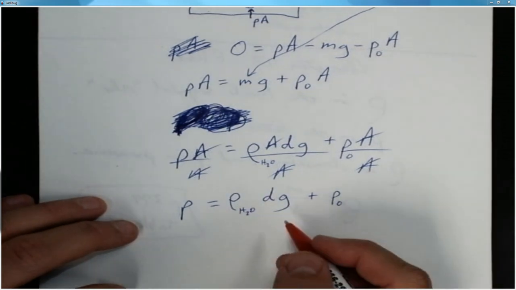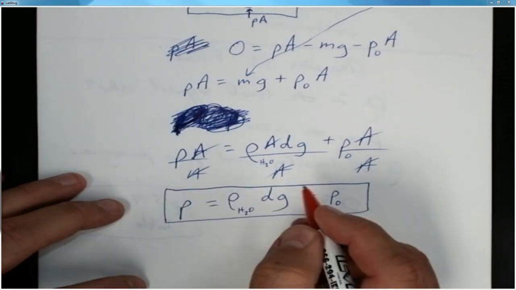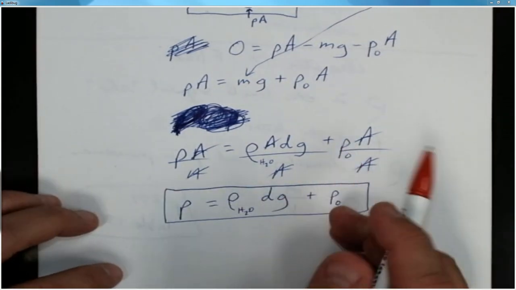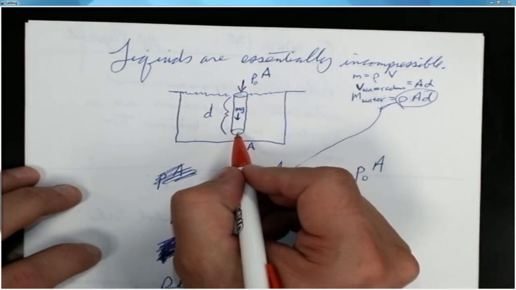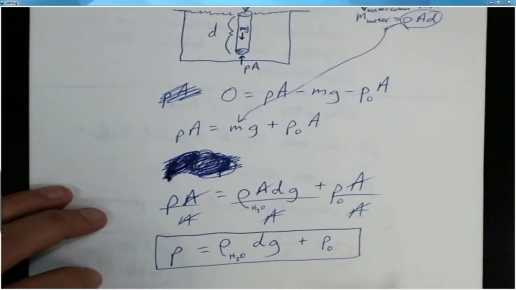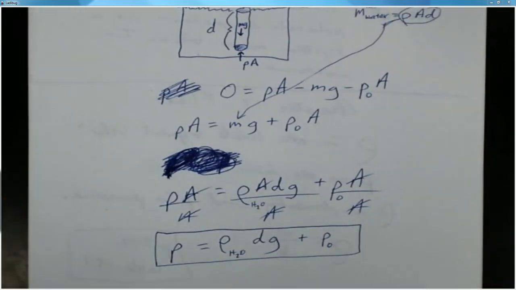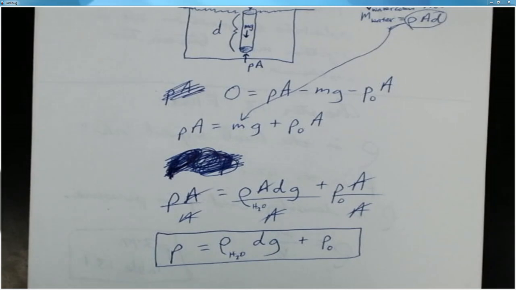And what is so darn cool about this equation is I just proved to you that the cross-sectional area of your column cancels out. So it doesn't matter how big or small your column is. You're going to feel the same exact pressure at any particular depth just based on the depth. That's nuts, man. That's nuts.